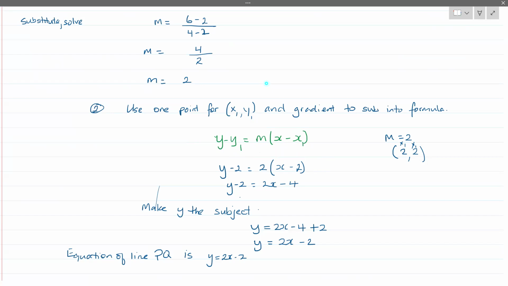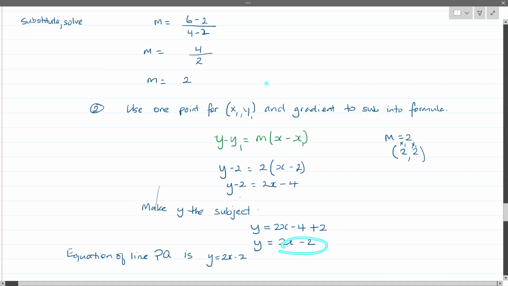After that, I need to make y the subject, because the equation of a line should always be written in the form y is equal to mx plus c, where c is a constant. So I move this negative 2 across my equal sign. Remember to change the sign, it becomes positive 2. What's not moving is my y staying on this side, my equal sign, my 2x, and my minus 4. I bring across this positive 2. At that point, I can work out negative 4 plus 2. I'm going to get negative 2 here.